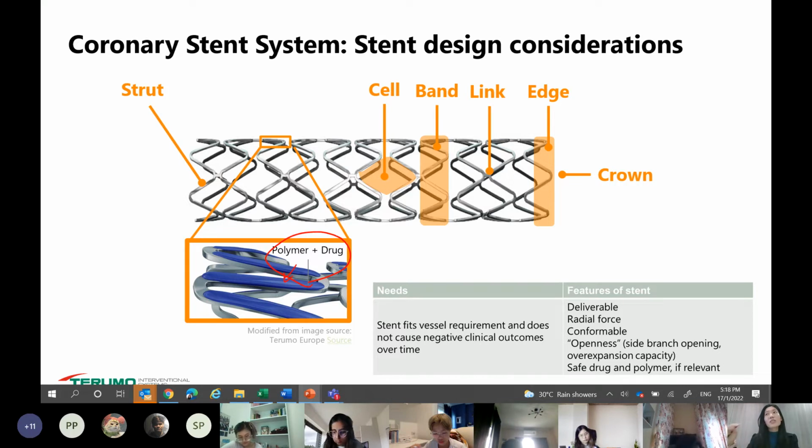So this drug is to let the body realize that you don't need to grow new tissues here. So once the stent keeps it open, the vessel will be kept open, the lumen will be kept big throughout the patient's life.